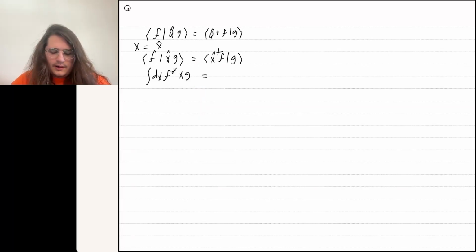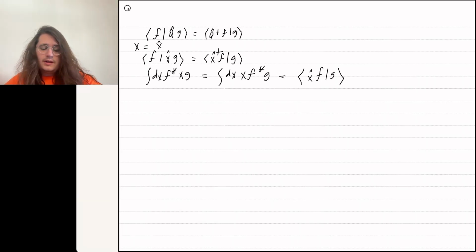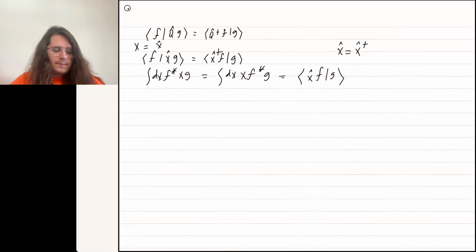So if we just moved that x to the other side of f, it would be x f star g. In other words, it would be just the same thing as the operator x acting on f, inner product that with g. In other words, X is its own Hermitian conjugate. It's the same thing, which I kind of did in the last video, but nice to see it explicitly.